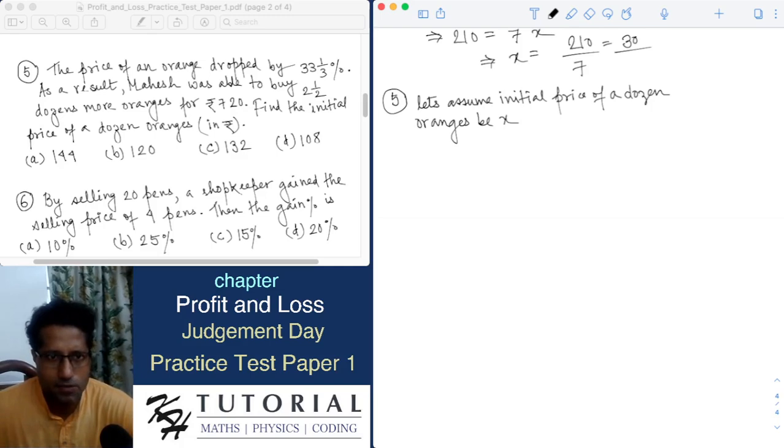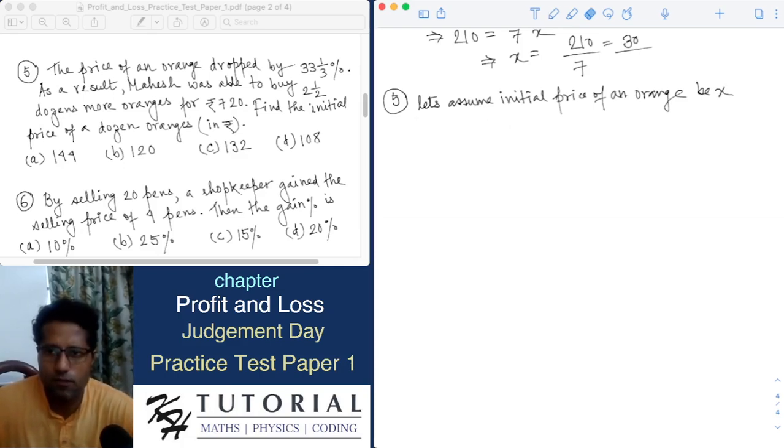And then the price of an orange dropped by 33%. Now, let's find the initial price of a dozen oranges. No, it's better we assume the initial price not of a dozen oranges, but of an orange. Let the initial price of a single orange be x.